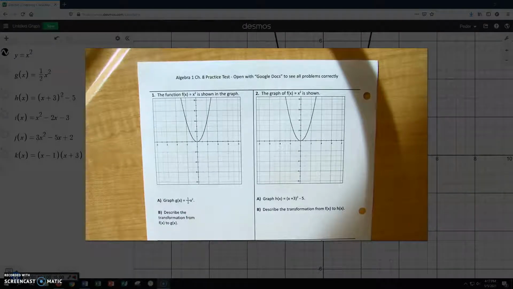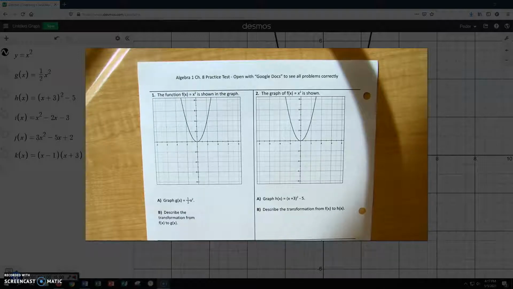This is my review video for the Algebra 1 Chapter 8 test or practice test. As you can see from the very top of the sheet, if you open this up from Canvas, it'll look like it's opened up, but click on Open With at the top and then select Google Docs, and that way all of the problems will open the way they should.